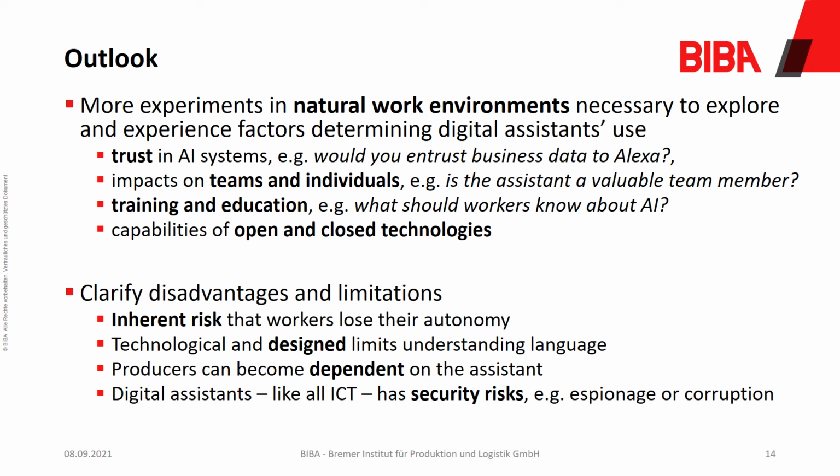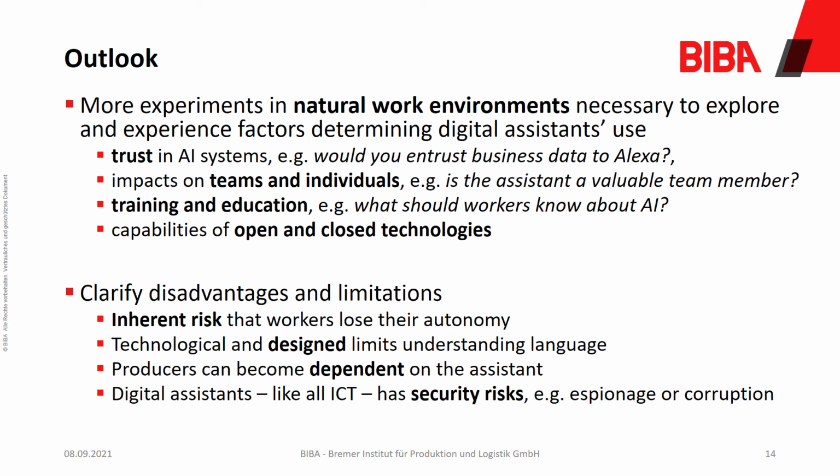The second aspect is about clarifying disadvantages and limitations of digital assistance. There is an inherent risk, for instance, that workers lose their autonomy if they are working with probably even more capable digital assistants. There's also a need to understand that there are technological and designed limits of understanding language. We are not trying to build a universal general AI that can understand every single utterance that we provide. There are designed limits. There are also technological limits that continuously move.